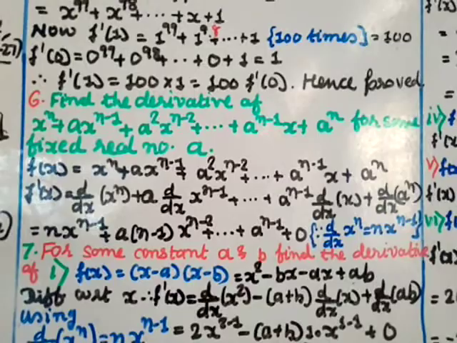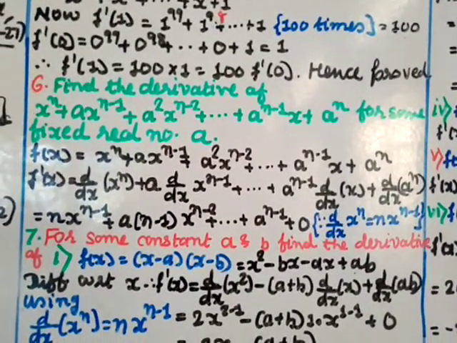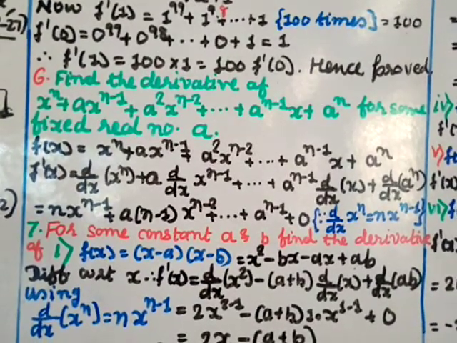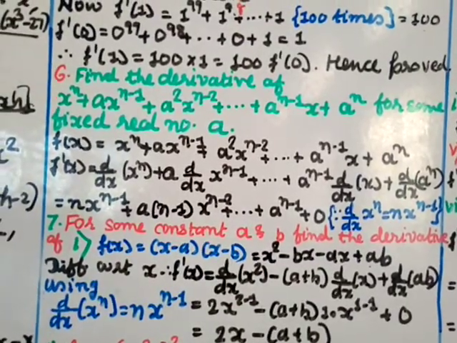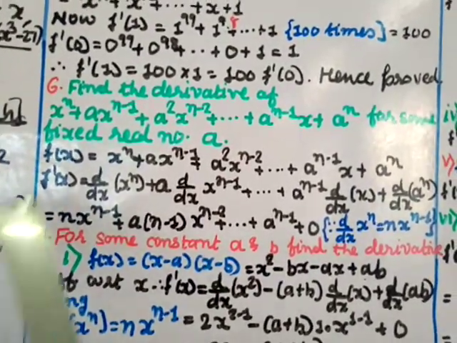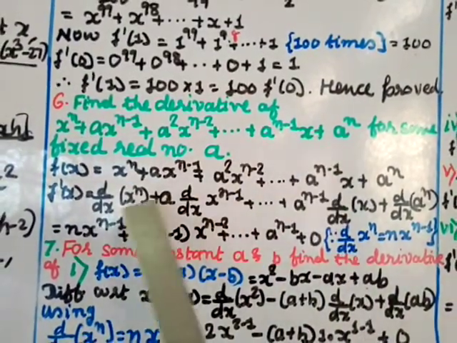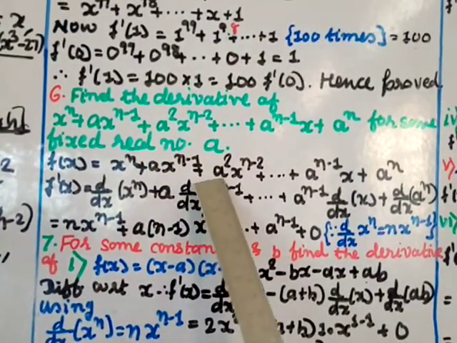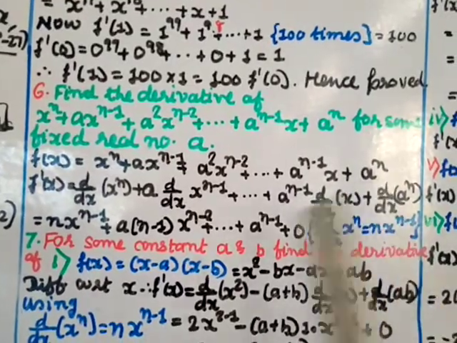Question number 6. Find the derivative of x power n plus a into x power n minus 1 plus a square into x power n minus 2 plus up to plus a power n minus 1 into x plus a power n, for some fixed real number a. Let us call this a function f(x) equal to x power n plus a x power n minus 1 plus a square x power n minus 2 plus up to plus a power n minus 1 into x plus a power n.